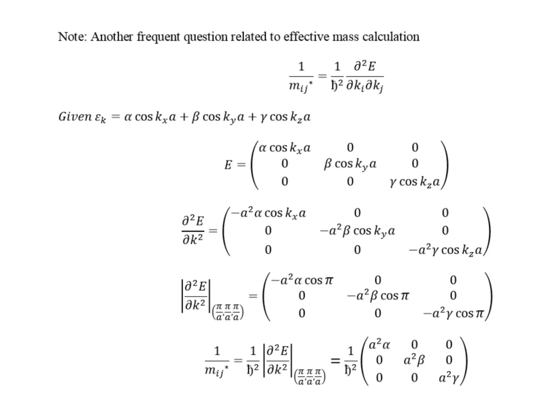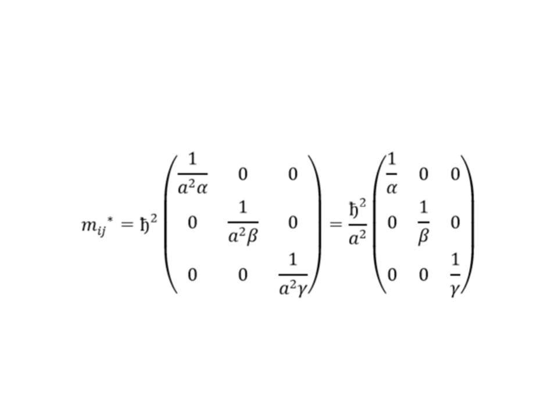So 1 by effective mass is actually 1 by h cut square dou square E by dou k square. So in order to find Mij, we should take the inverse of this matrix. So you will get h cut square, and since it is a diagonal matrix, finding an inverse to that matrix is very simple. It will be actually 1 by a square alpha, 1 by a square beta, 1 by a square gamma diagonal matrix. So we will get h cut square by a square into 1 by alpha, 1 by beta, 1 by gamma, which is the solution C.